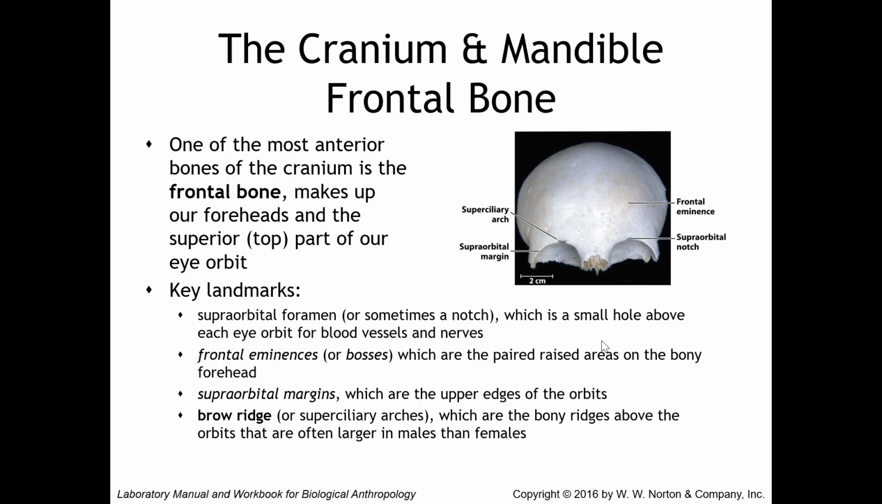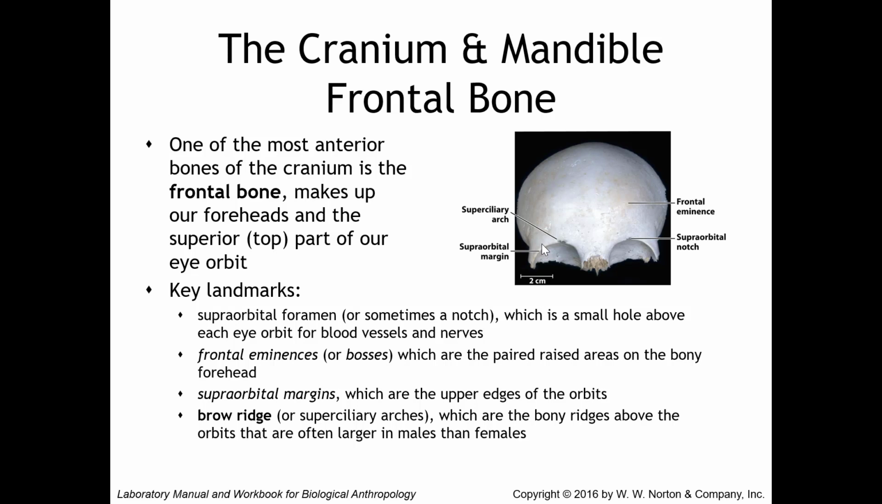So the supraorbital foramen is a small hole above each eye socket, and you can see it right here, right? What it does is it allows for the blood vessels and nerves to come through. After that, you've got the frontal eminences or the frontal bosses, which are right here. These are paired raises on the bony forehead. So if you feel your forehead and you go towards your hairline, you're going to feel these two bony areas at the top, right? Not your brow ridge, but right above that. Those are your frontal eminences.